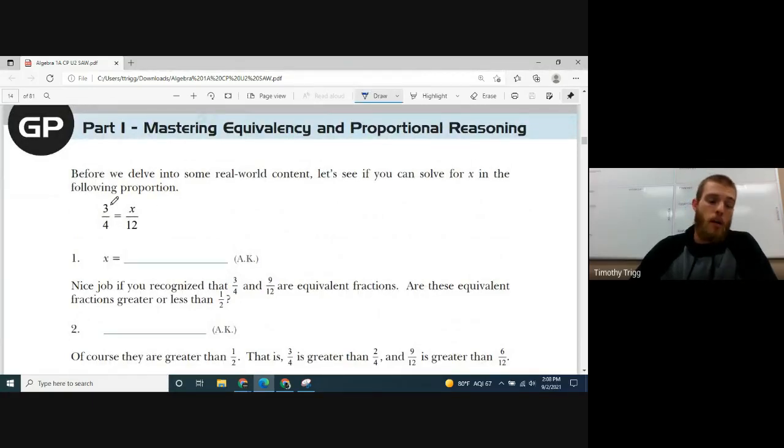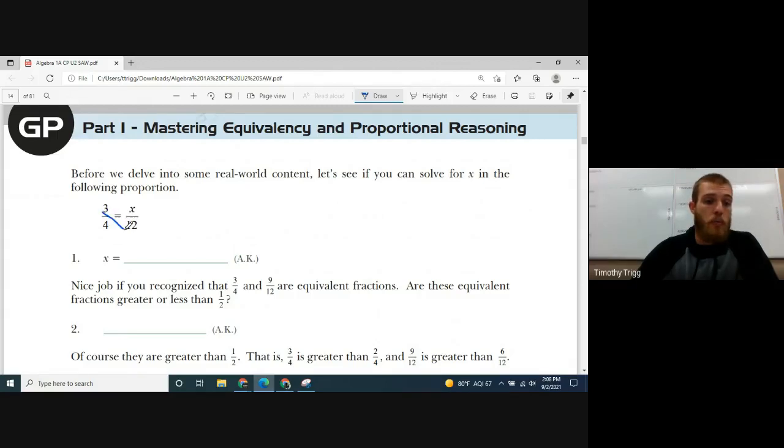Here we have 3 over 4 equals x over 12. What we're going to learn in this unit is one of the main things, how to solve something like this. Whenever you see a fraction and it says equals and then another fraction, this is what we call a proportion. The way we can solve a missing part of a proportion is by cross multiplying.